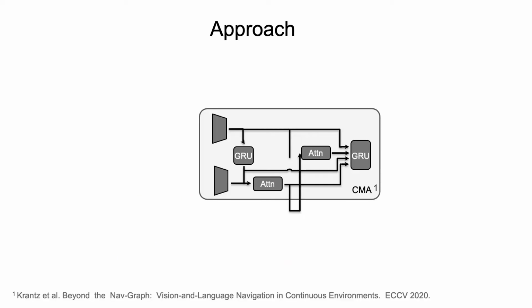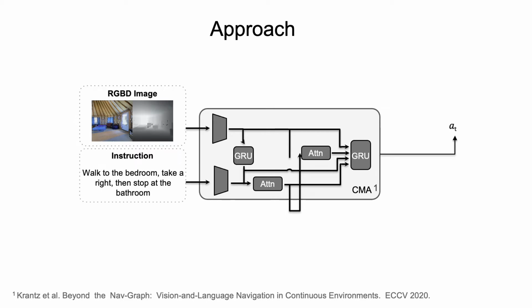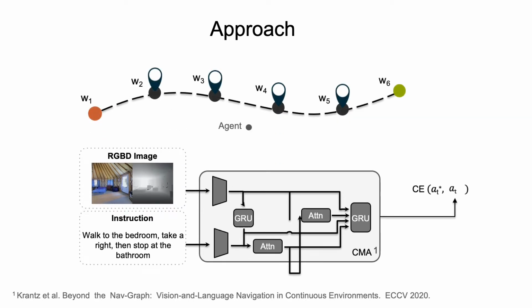Our agent adapts the cross-modal attention, or CMA, model from previous work. The model receives an RGBD image and language instruction at each time step and predicts an action. During training, we use cross-entropy loss to maximize the log likelihood of the ground truth action A* at each time step. We train the agent by supervising it with action from the agent location to the nearest waypoint instead of the goal.